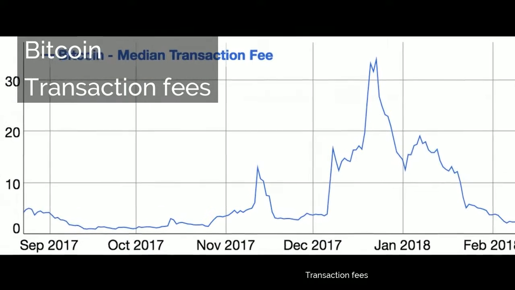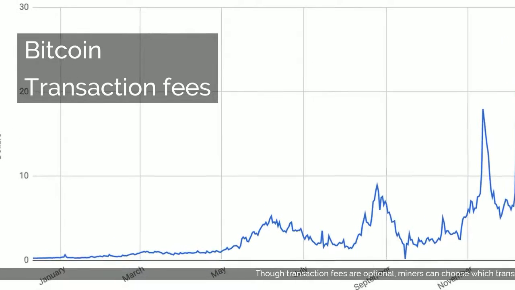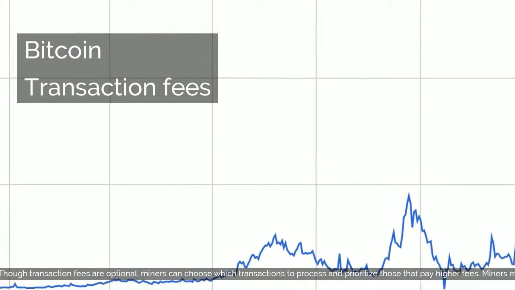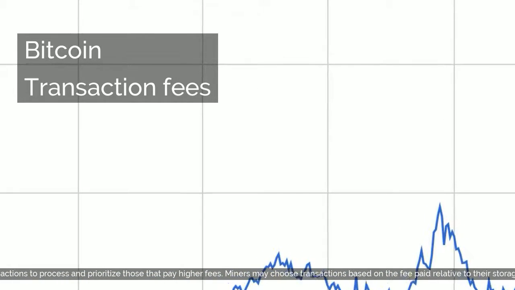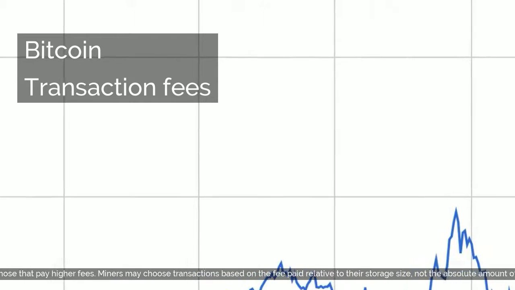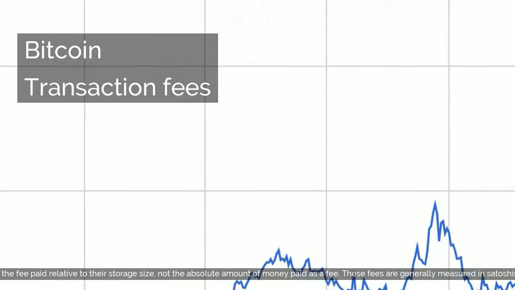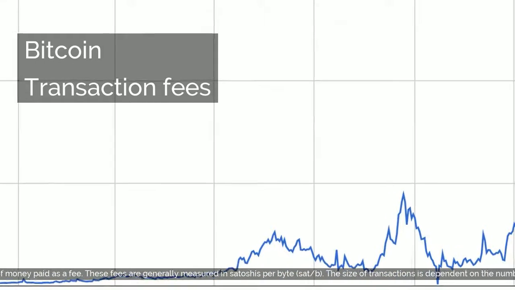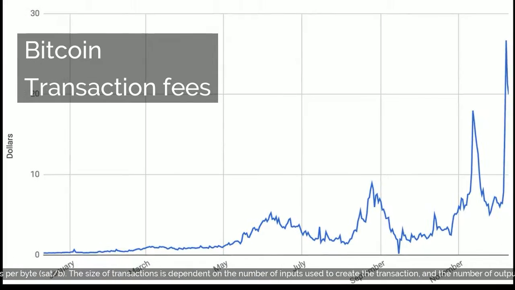Transaction fees. Though transaction fees are optional, miners can choose which transactions to process and prioritize those that pay higher fees. Miners may choose transactions based on the fee paid relative to their storage size, not the absolute amount of money paid as a fee. These fees are generally measured in satoshis per byte, sat/b. The size of transactions is dependent on the number of inputs used to create the transaction, and the number of outputs.